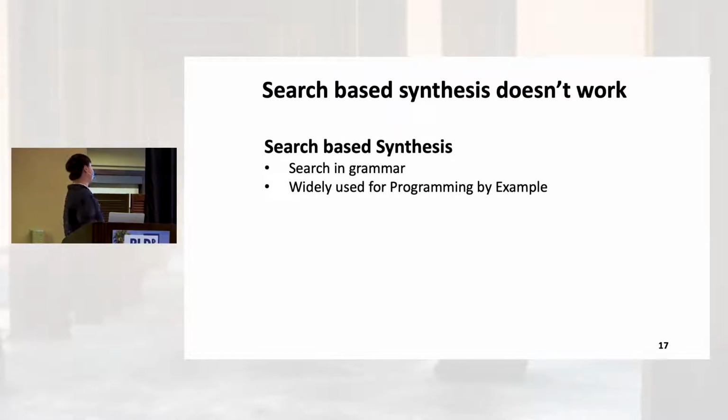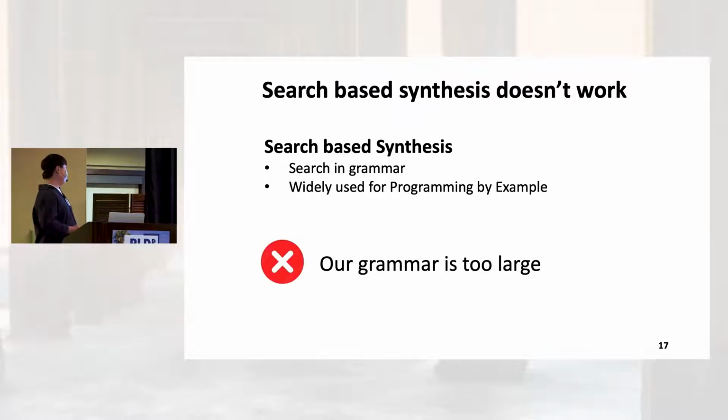Traditional search-based synthesis will search the programs in a grammar, and it is widely used for programming by example. However, our grammar is too large because we have a lot of action types and a lot of for loops, and we also want to generate some complex structures. So using search-based synthesis will take us a lot of time, and we cannot do it in real time.